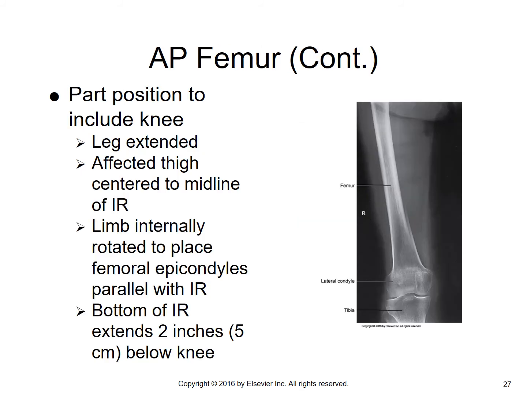Part position to include the knee, the leg is extended, affected thigh is centered to the midline of the IR. Notice what it says, limb internally rotated. So you're going to rotate that limb internally to place the femoral epicondyles parallel with the IR. So you imagine a plane passing through the condyles or epicondyles, you want that to be parallel with the IR. So that usually requires a little bit of internal rotation. And then notice the bottom of your IR is about 2 inches below the knee. Well, if you're going to do that, you're probably going to clip the hip joint unless you have a younger person. Notice on the radiograph, you've got the knee joint, you've got the mid to distal femur, but you have clipped the proximal.